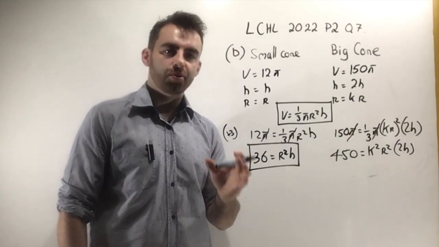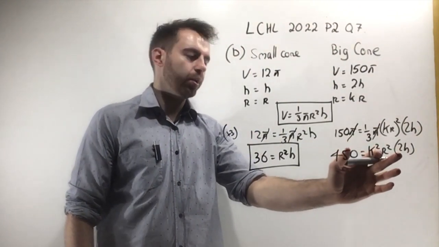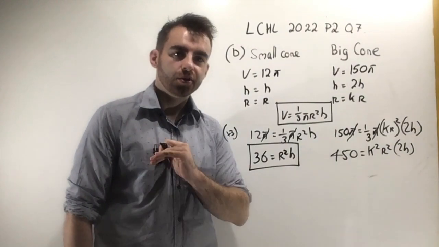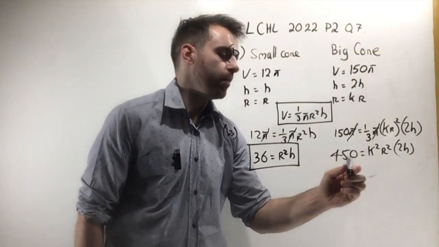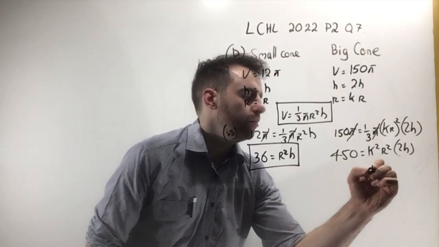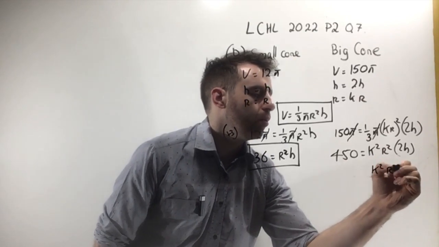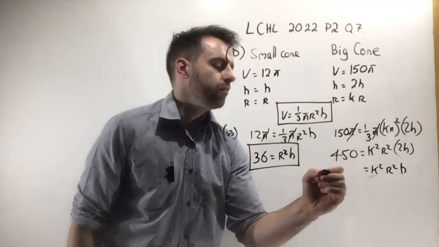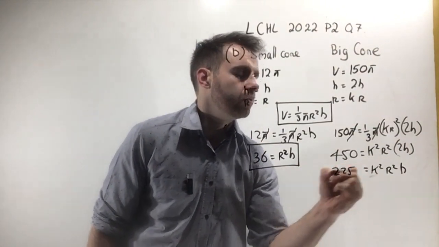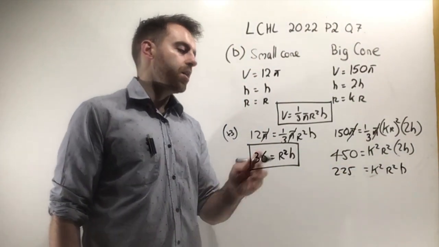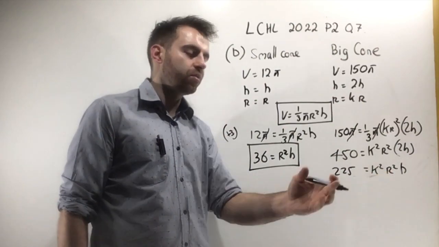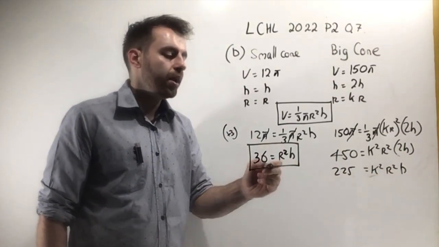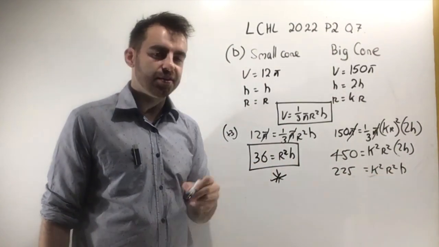So my next problem is the fact that there's a 2 here. I want to get rid of this 2, so I'm going to divide both sides by 2. If I divide the right hand side by 2, I get k squared r squared h, and if I divide the left hand side by 2, 450 divided by 2 is 225. Now I'm kind of at a dead end.